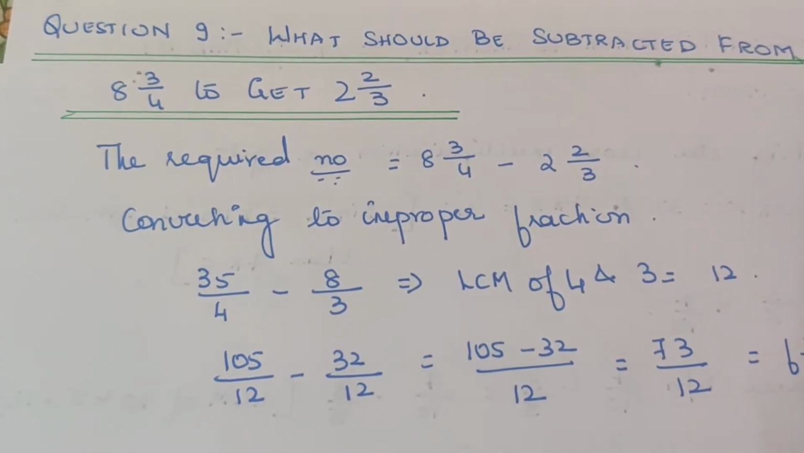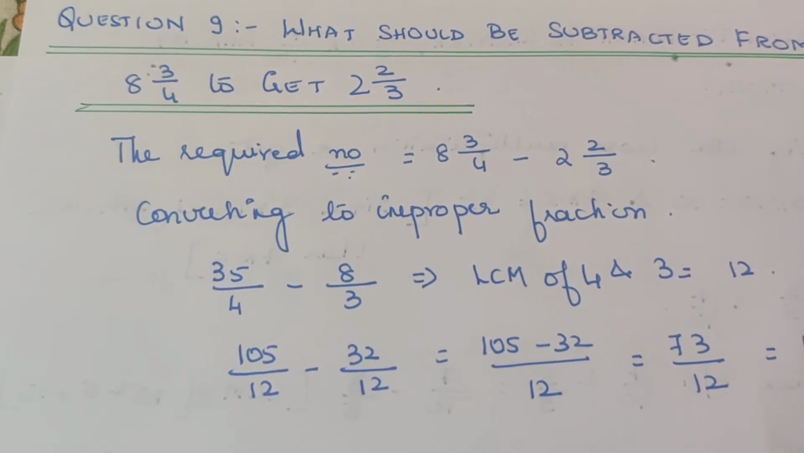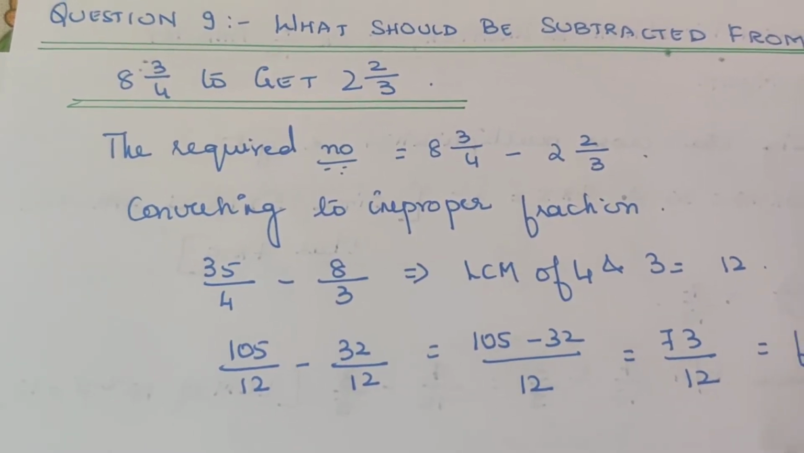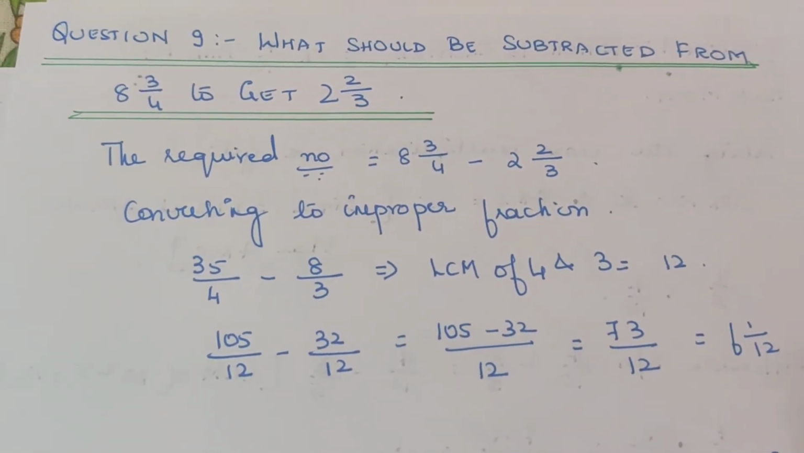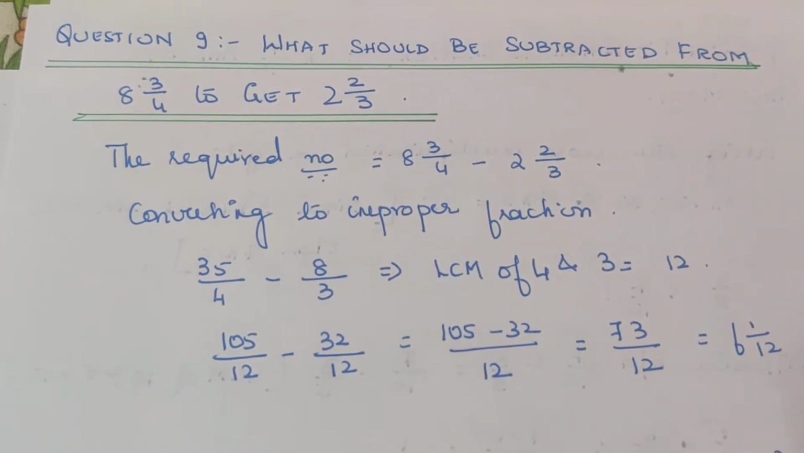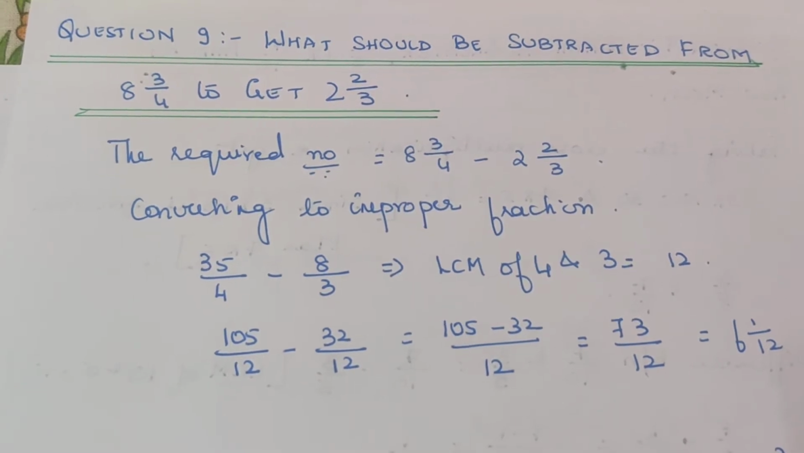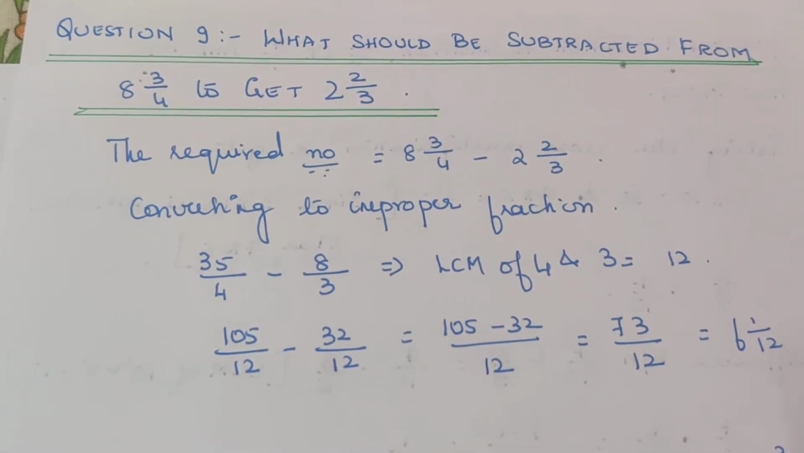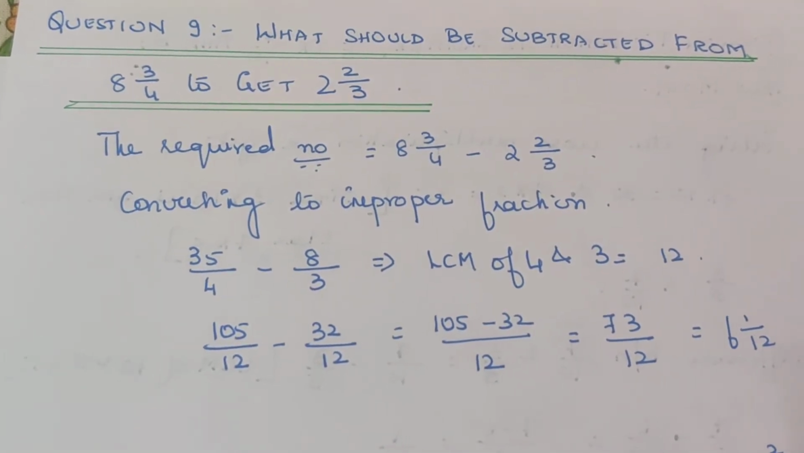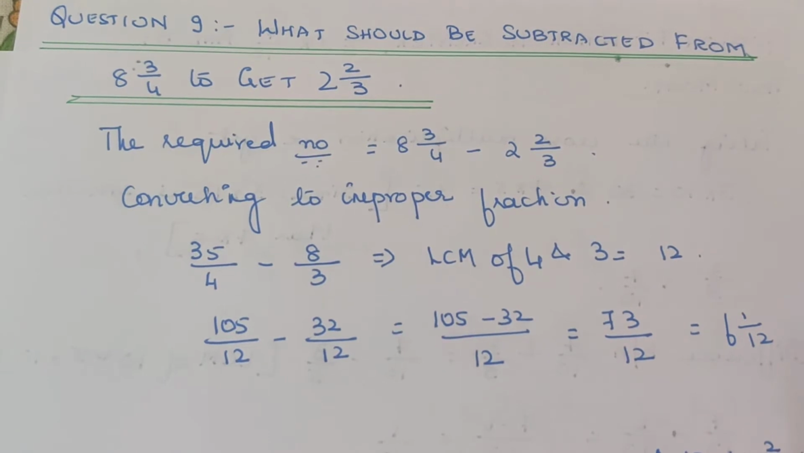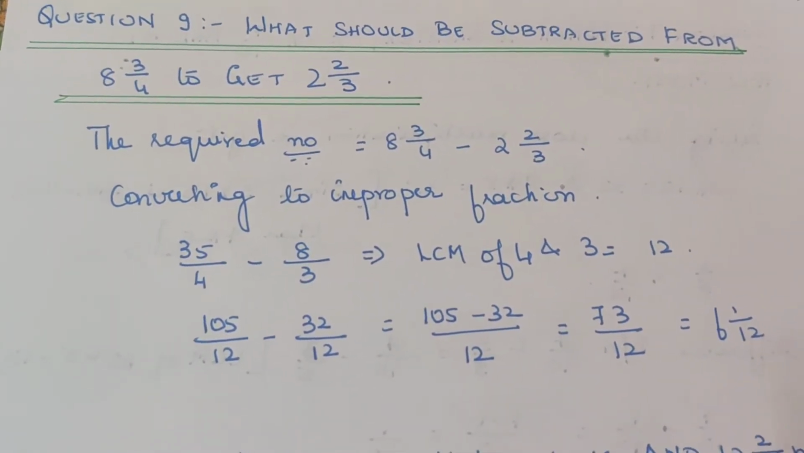Converting to improper fraction, you get 35 by 4 minus 8 by 3, and the LCM of 4 and 3 is 12. On simplification, you get 105 by 12 minus 32 by 12. That is equal to 105 minus 32 by 12. That is equal to 73 by 12. When you convert it into a mixed fraction, you get 6 1 by 12. I am just pausing for a few seconds.